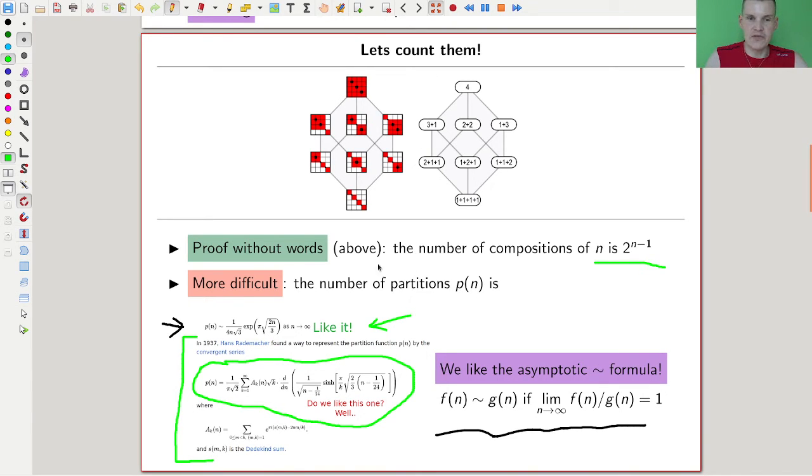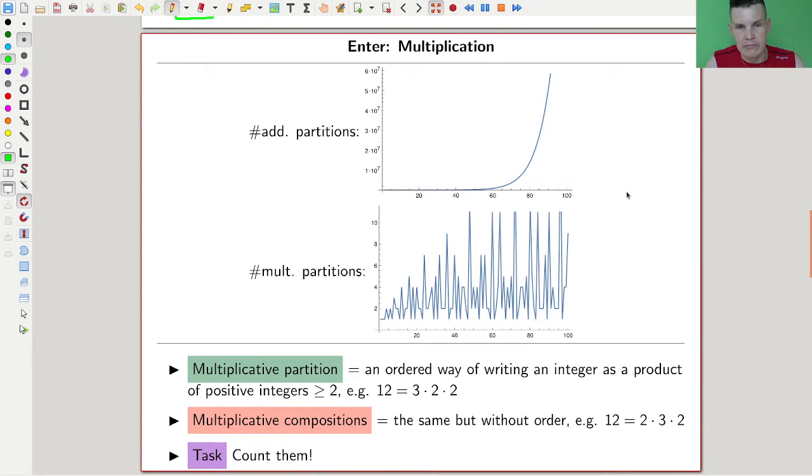Anyway, so kind of easy, right? Not so bad. The asymptotic is not so difficult to prove actually. And the top one, the asymptotic for the composition, is just beautiful. Just proof without words.